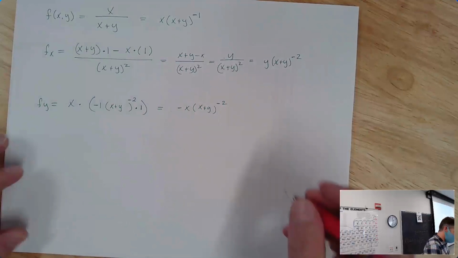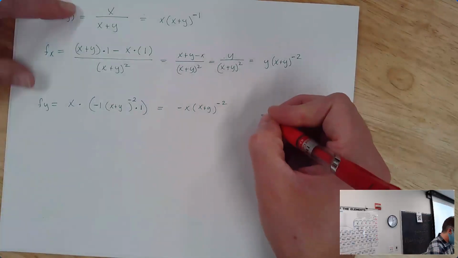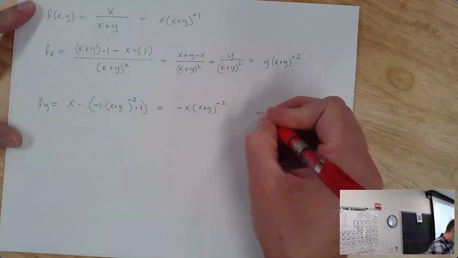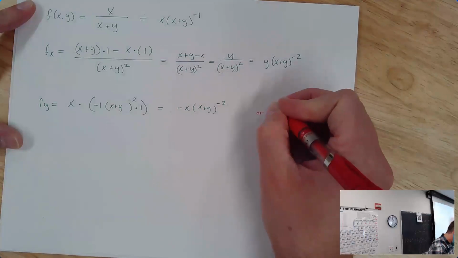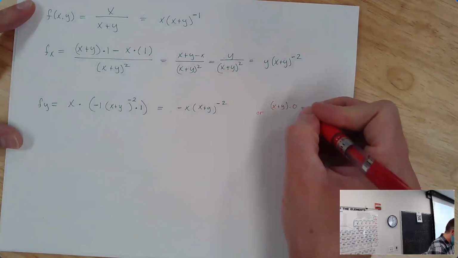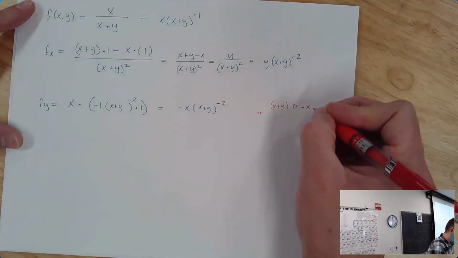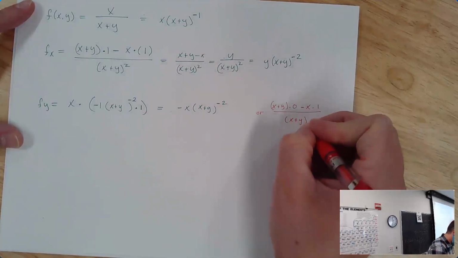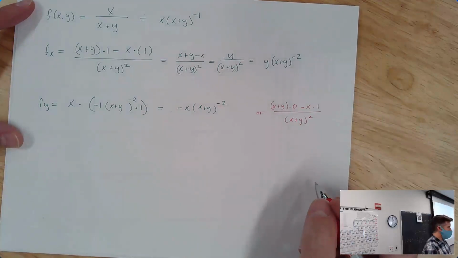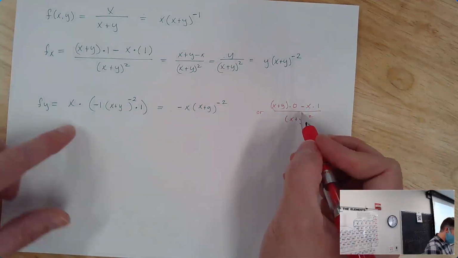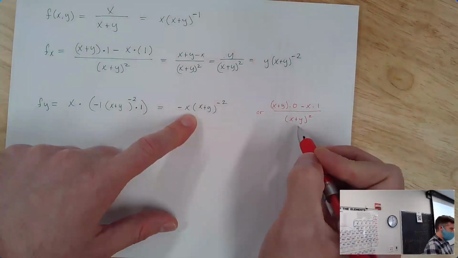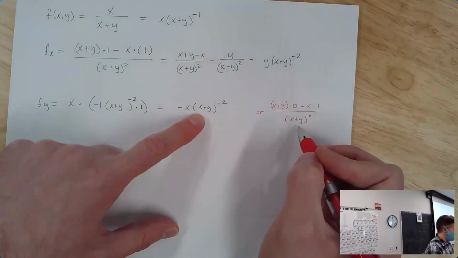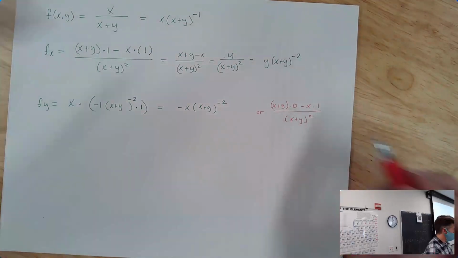I'll just point out that if you use the quotient rule, it can be a little bit dicey. Bottom times the derivative of the top is 0, minus the top times the derivative of the bottom is 1, all over the bottom squared. Oh yeah, look, we're getting the same thing. We're getting a negative x divided by x plus y squared, or a negative x times x plus y to the negative second. It's really the same.